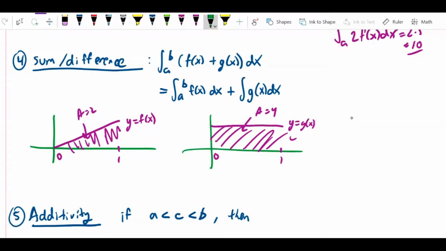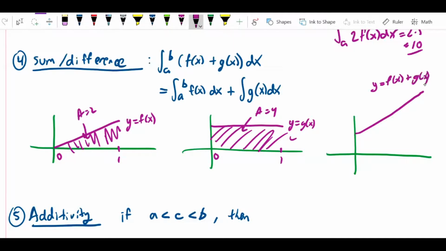If I decided to draw instead this function, so this is going to be y equals f of x plus g of x, and I'll put that on the interval 0 to 1, then this should have an area of 6. Even though this curve, we know a line is a special case of a curve, is simply the sum of this diagonal line plus this horizontal line.